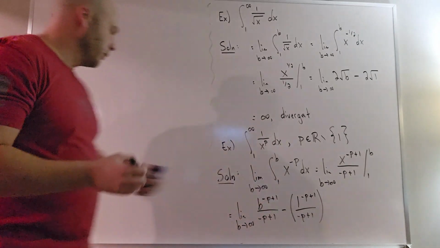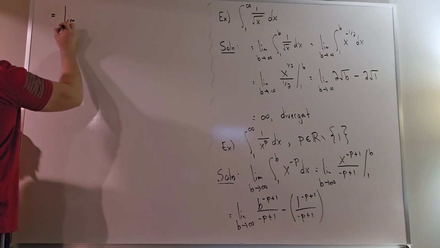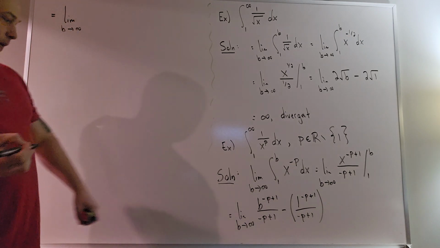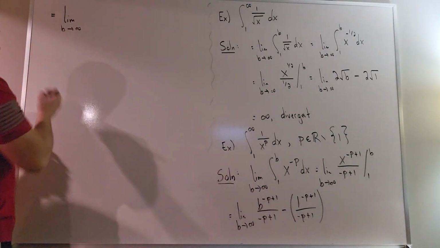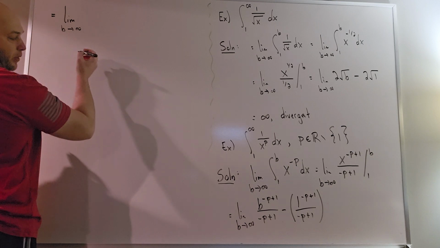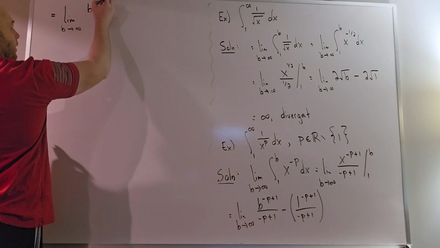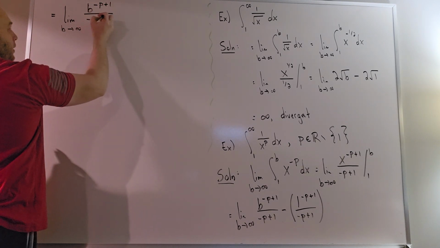Let's clean that up a little bit before we evaluate the limit. We've got the limit as b approaches infinity. So let's see, b to the negative p plus 1. Not really much I can do with that, so let's just leave that alone. b to the negative p plus 1, over negative p plus 1.